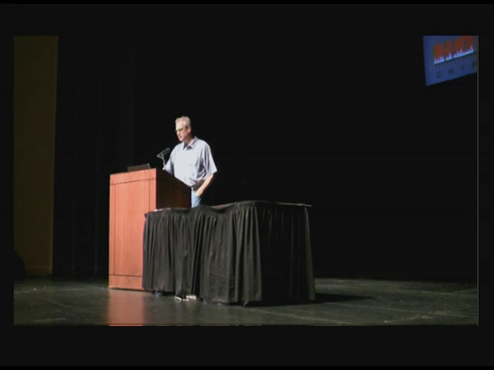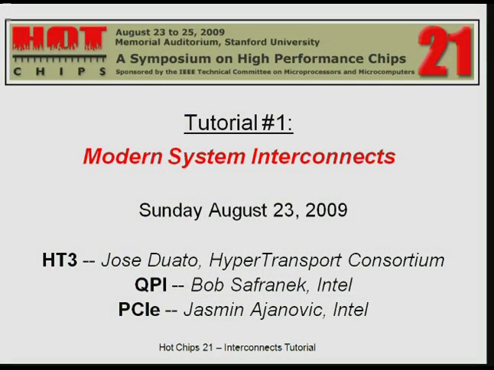The first one is modern system interconnects, and if we can pull up the slides on the main screen, that would be great. So we've got three speakers for this first tutorial, covering three different subjects. The first part will be based on describing the HyperTransport protocol and its future extensions, and that will be delivered by José Duato as a representative of the HyperTransport Consortium. If we could pull up the slides on the main screen, that would be great.